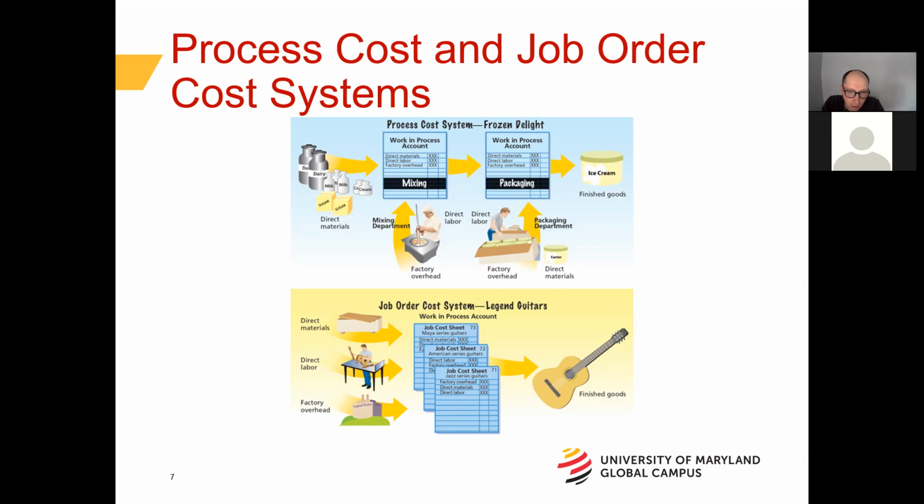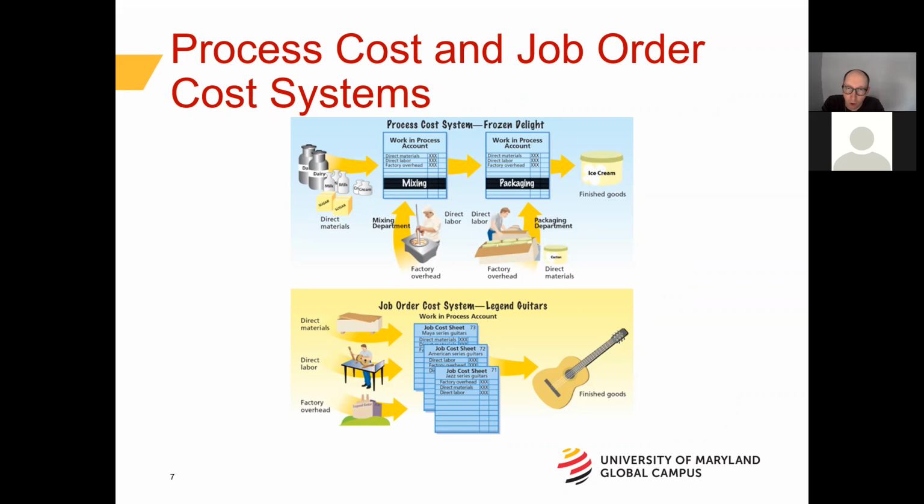So instead of using the job cost sheet that we learned about last week, we are using the respective work in process accounts for each department. And the way it works is we take our raw materials and take that into the mixing department, which is the first work in process department.